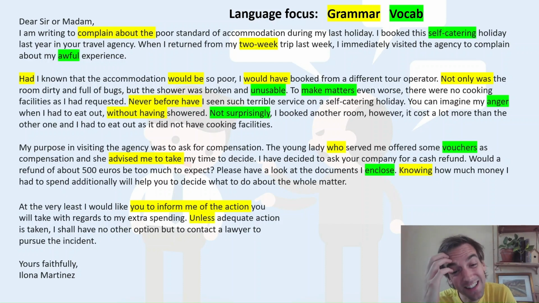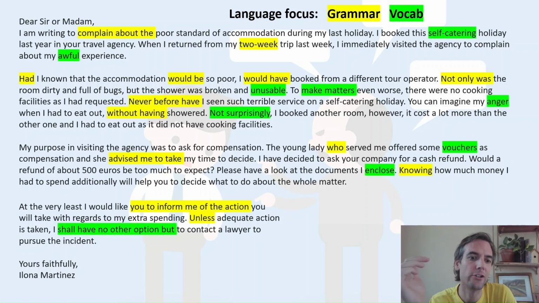Then we've got another conditional, unless this happens, but instead of using if, we're using unless. And then I shall have no other option. Wow, this is just very impressive vocab to use shall instead of will, which is possible sometimes. It's okay here because we're being like very direct. I shall do it. It's almost stronger than will do it, although it's very similar really.